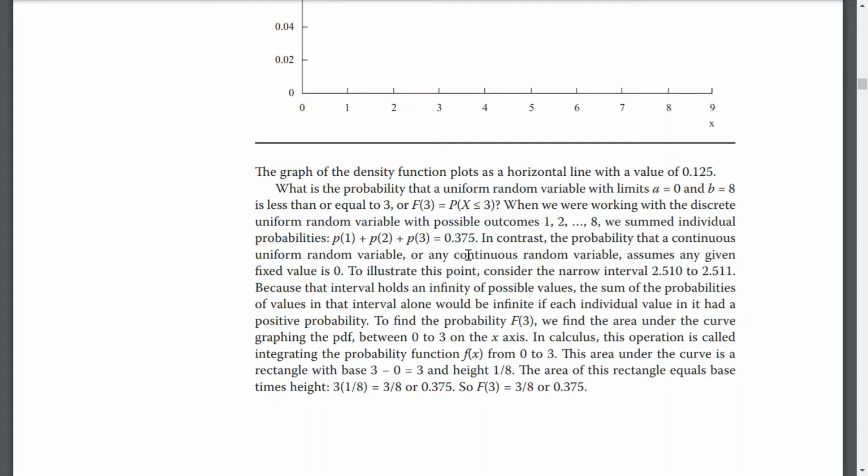In contrast, the probability that a continuous random variable assumes any given value is 0. To illustrate the point, consider the narrow interval of 2.510 to 2.511. Because the interval holds an infinity of possible values, the sum of the probabilities of values in the interval alone would be infinite if each individual value in it had a positive probability.